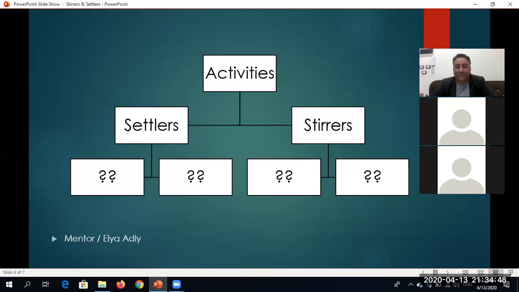Comment on what she said. Yes, Mr. Abdel. For settling activities, we can use puzzles. Children love puzzles, so that they can use their brains. Yes. Okay.